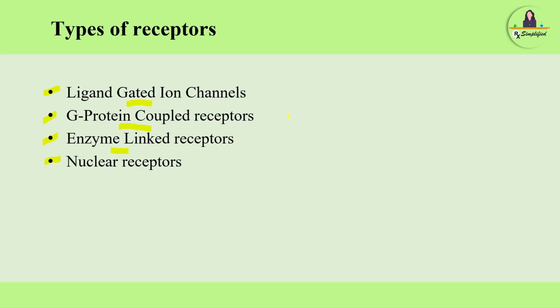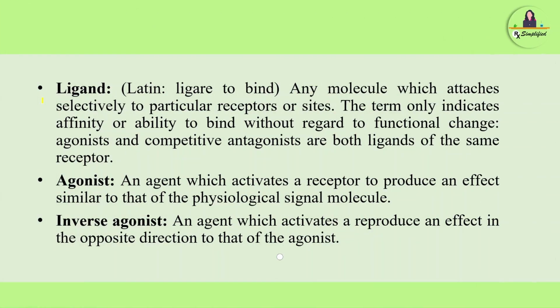Fourth type receptor is the nuclear receptor. When drugs bind to the receptor, these receptors go to the nucleus. After entering into the nucleus, it controls the transcription process. Transcription means DNA to RNA and RNA to protein synthesis. So these are the four types of receptor. Then we are discussing all the basic definitions.